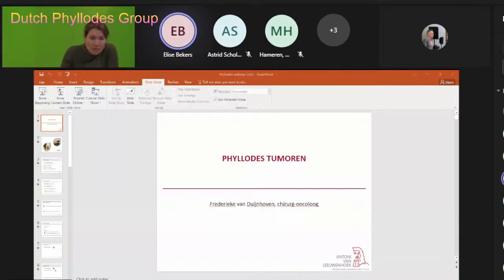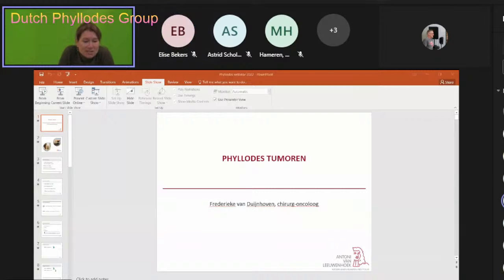The best feature of Phyllodes is that it's extremely rare to die from Phyllodes tumors, fortunately. That's because most of the Phyllodes tumors are benign, and if malignant, we can treat them with surgical resection. However, as Elise already indicated, there is a relatively high chance of getting it back and back and back. So a repeated recurrence can occur.